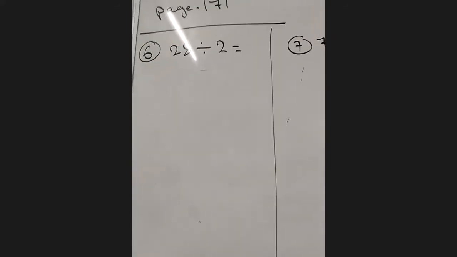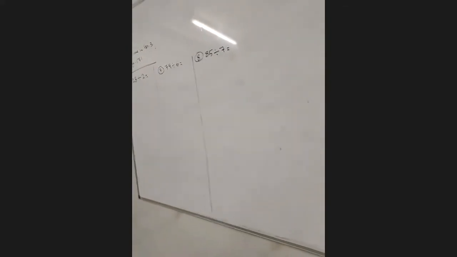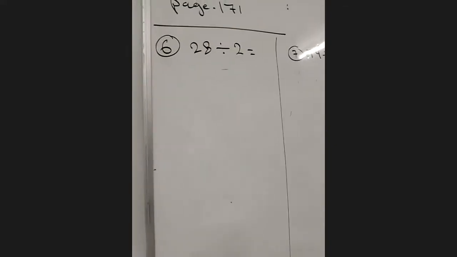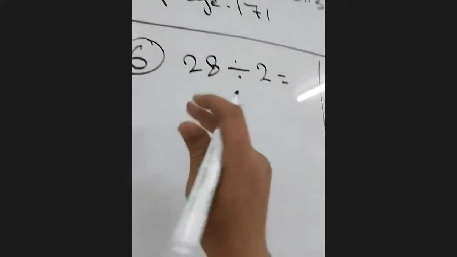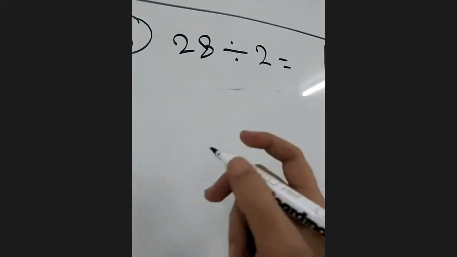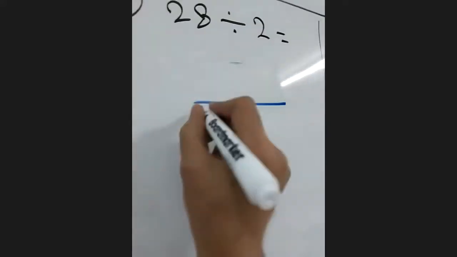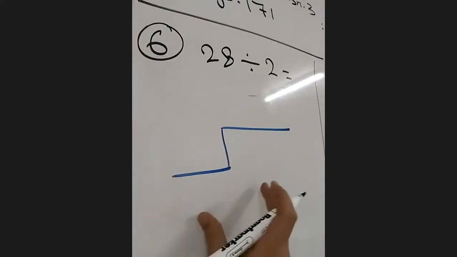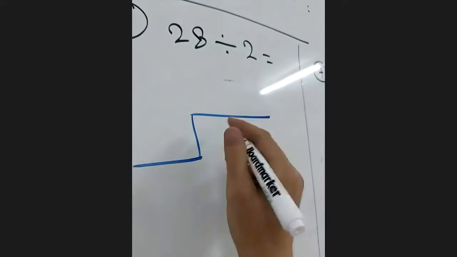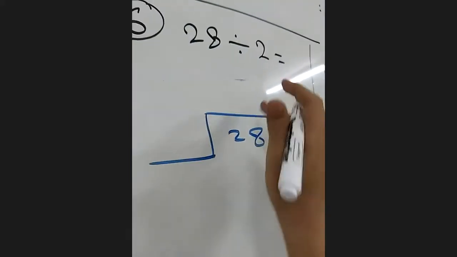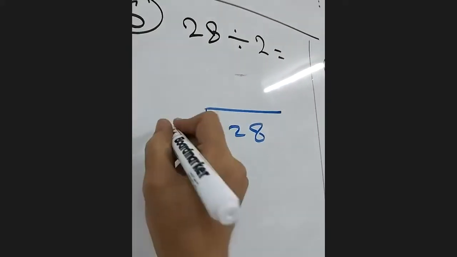So let's start directly with question 6. Now I will do question 6 for you just to remind and refresh your minds. When I say 28 divided by 2, I will use long division. It's written in your book, the long division. The dividend, 28, goes inside, and the divisor is out here.